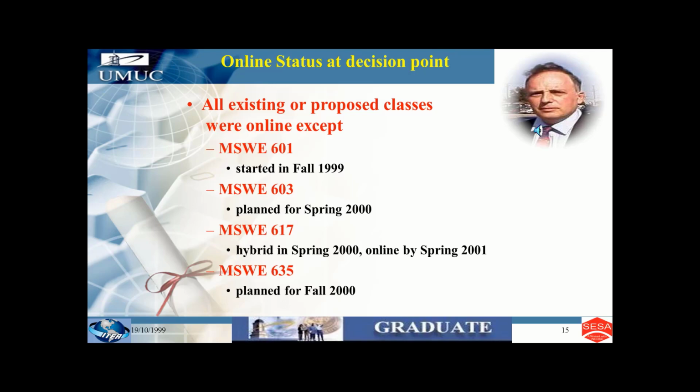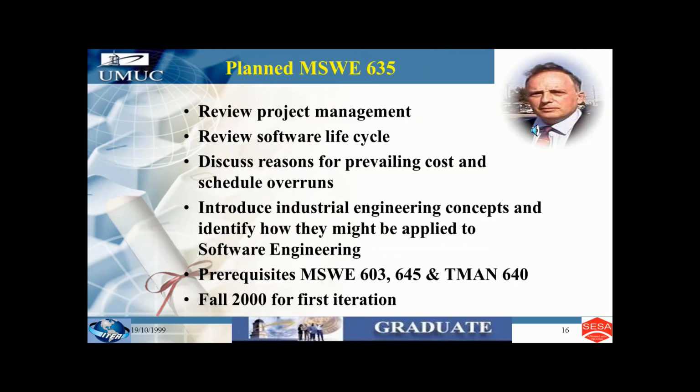And then we also have to put together MSWE 635, which doesn't exist, and that's planned for the fall of the year 2000. Our mission statement for the degree emphasizes producing software within the constraints of the cost and schedule estimates. MSWE 635 is designed with that mission in mind. The course would review project management, would review software lifecycle, and then discuss reasons for the prevailing paradigm of cost and schedule overruns. What it would then do is introduce in some industrial engineering concepts and identify how they might be applied to software engineering.